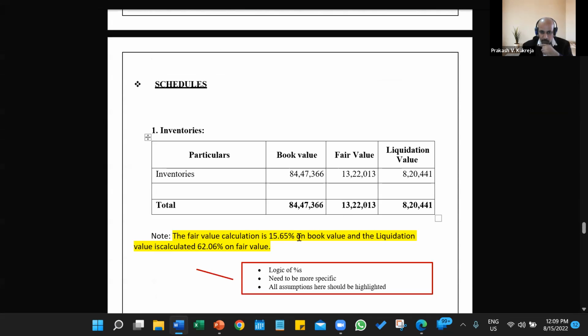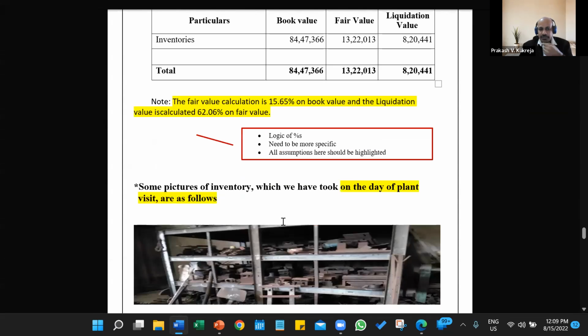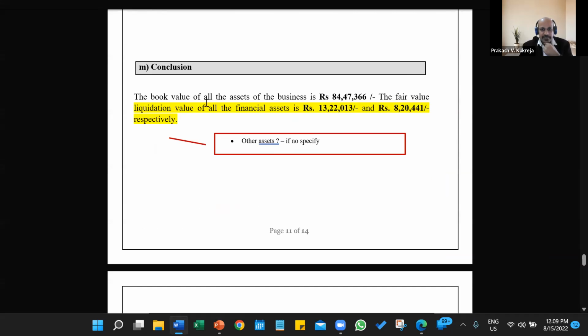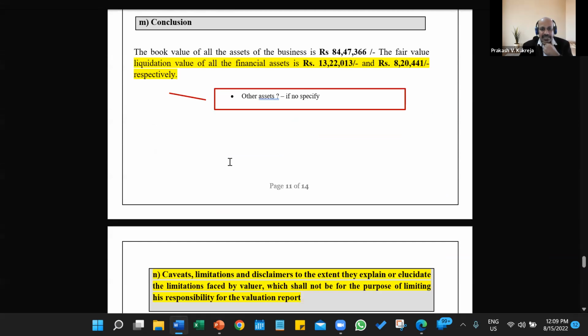There is no logic about what is the percentage, how the RV has arrived at the percentage. So this will not hold good. We discuss about the photographs also, and Puneet sir shared his view. Yeah, conclusion. This is the summary, right? No mention about other assets.